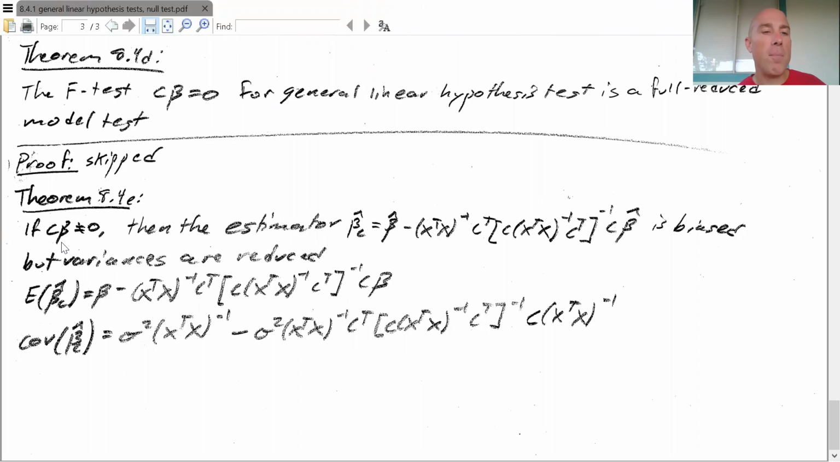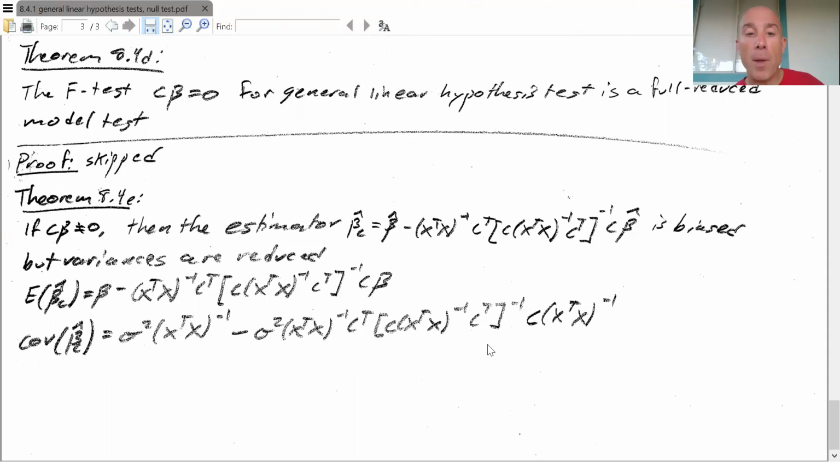All right, so now here's a theorem for us. If C times beta is not equal to 0, then this estimator, which is in the proof for this theorem, is a biased estimator, but the variance is less than the variance of beta hat. If we take the expected value, we get beta plus some junk. That means automatically it's a biased estimator. If I take the covariance of it, I get the covariance of beta plus some junk.